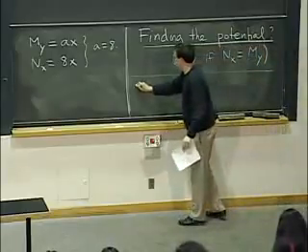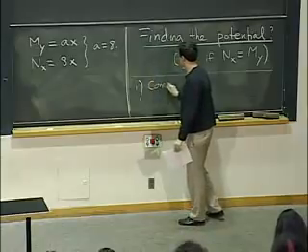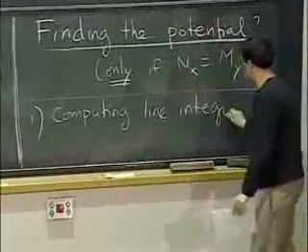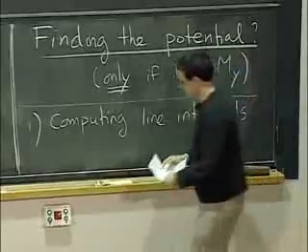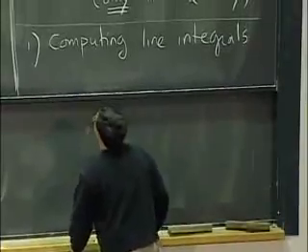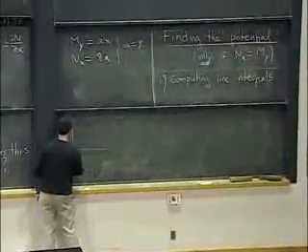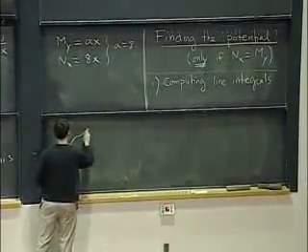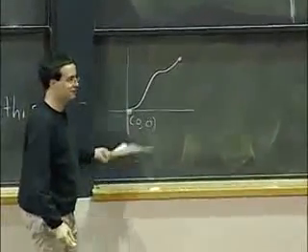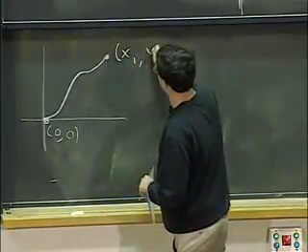So there's two methods. And the first method that we'll see is by computing line integrals. So let's see how that works. So let's say that I take some path that starts at the origin, or actually anywhere you want, but let's take the origin. That's my favorite point. And let's go to a point with coordinates, say, x1, y1.